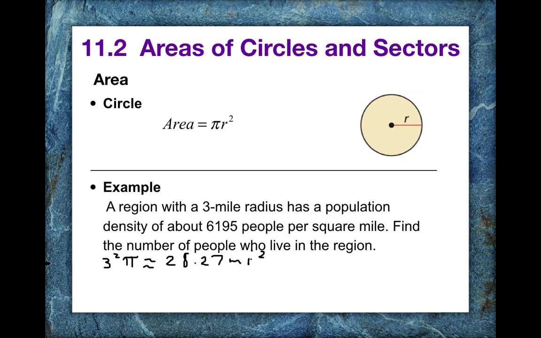Now we have 6,195 people per square mile. So we take 6,195 and we multiply times 28.27, and we get approximately 175,160. We don't have a decimal place because having a decimal place of people, that means part of a person. That's kind of cruel and inhuman.